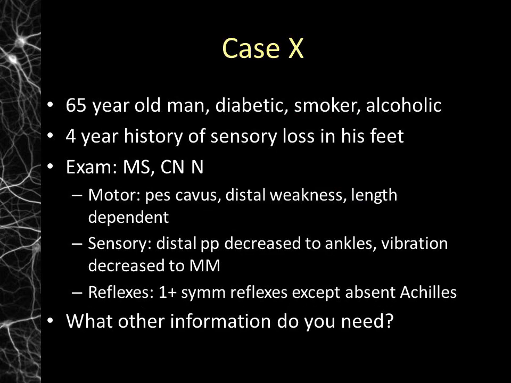Case: a 65-year-old man, diabetic, smoker, alcoholic, with a 4-year history of sensory loss in his feet. Exam: mental status and cranial nerves normal. Motor: pes cavus, distal weakness, length dependent. Sensory: distal pinprick decreased to the ankles, vibration decreased to the MTP. Reflexes: 1 plus, some reflexes except absent Achilles. What other information do you need?